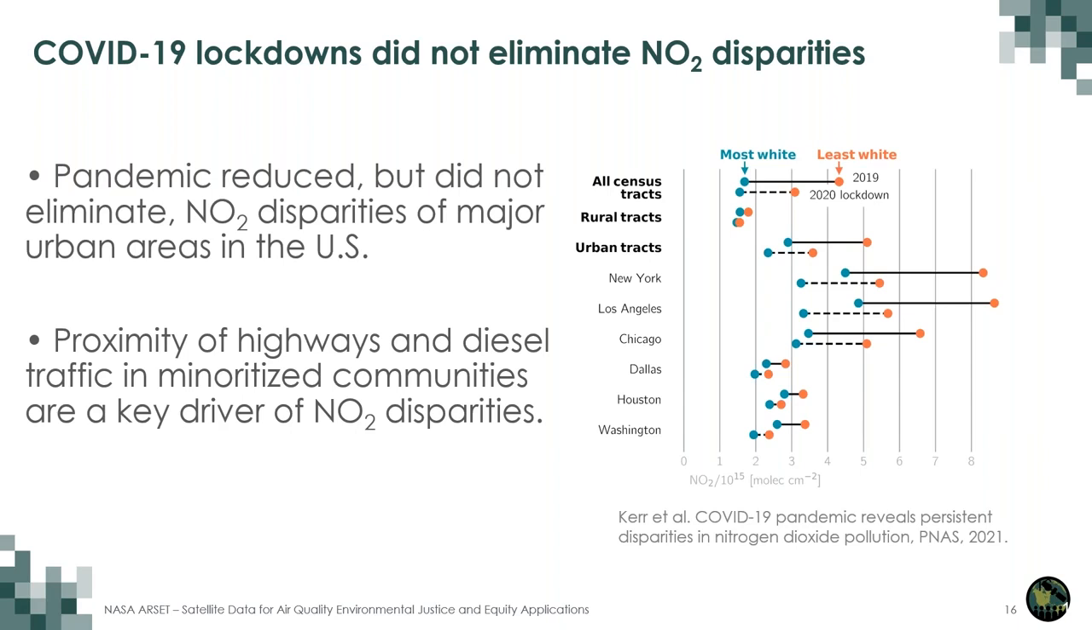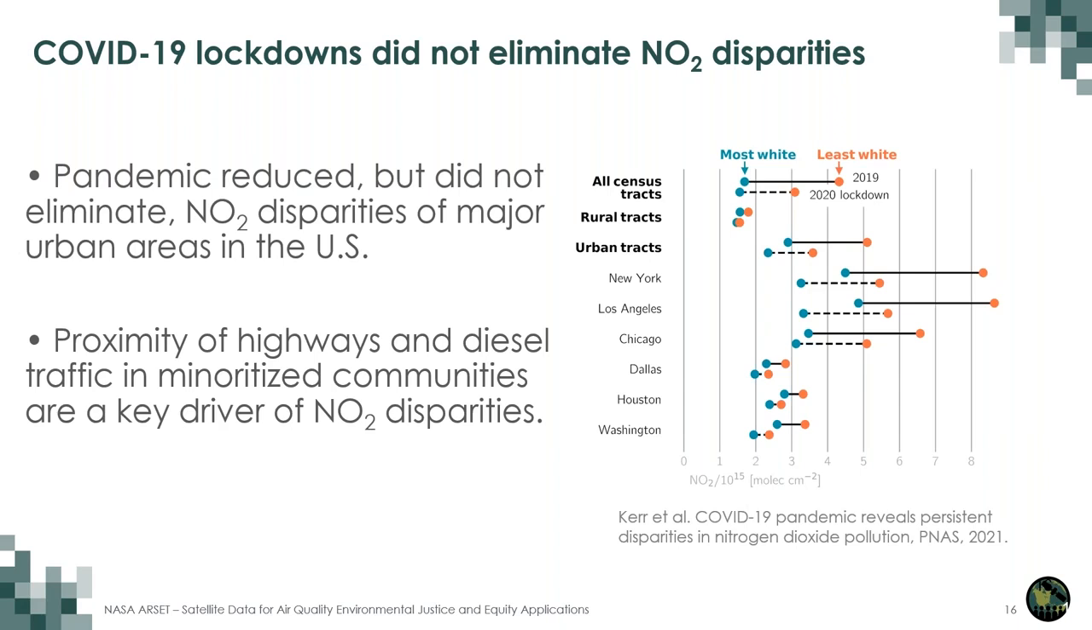And yet, we saw that the orange dots during the 2020 lockdown were still higher than the blue dots in 2019, indicating that even about a 50% drop in passenger vehicle traffic was not enough to eliminate those disparities in NO2 pollution. So the pandemic reduced but did not eliminate NO2 disparities in major urban areas of the United States. And you can look at the major urban areas listed here: New York, Los Angeles, Chicago, Dallas, Houston, and Washington. We see similar results for all of these urban areas.